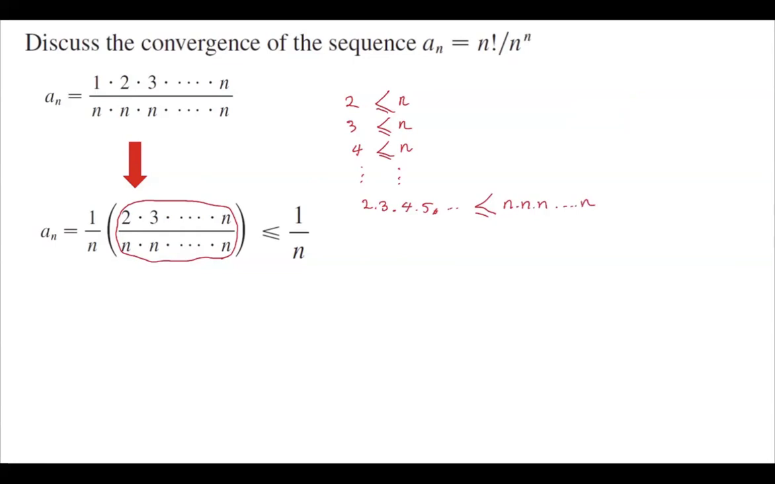So if you divide both sides by n times n times n times n, on the right-hand side, you end up with 1. This is equal to 1. So this quantity is less than or equal to 1. So 1 over n times 1 is less than or equal to 1 over n.